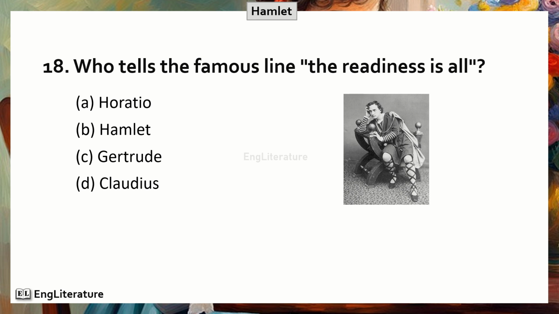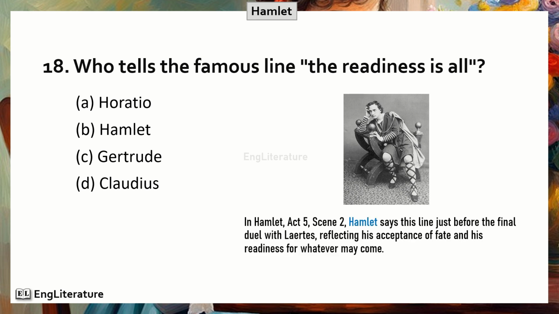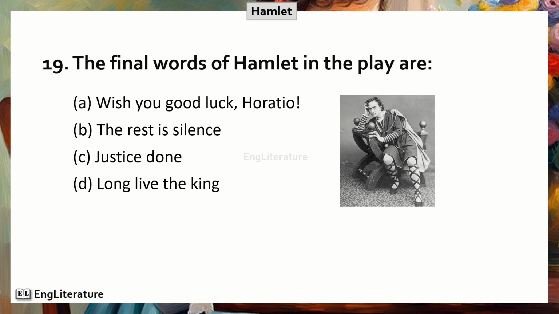Who tells the famous line, "The readiness is all"? In Hamlet, Act 5, Scene 2, Hamlet says this line just before the final duel with Laertes, reflecting his acceptance of fate and his readiness for whatever may come. So the right option is number B. Hamlet tells the famous line, "The readiness is all."